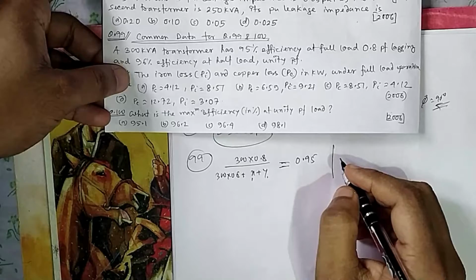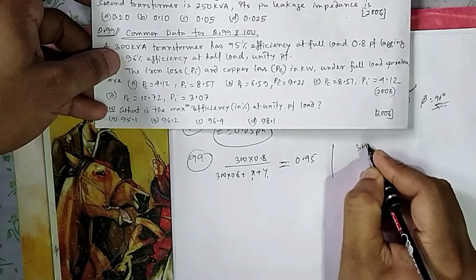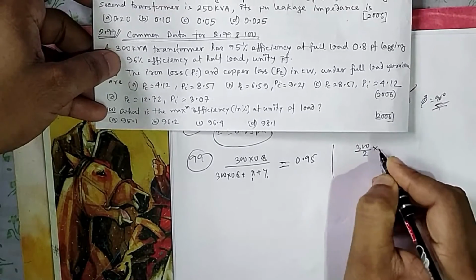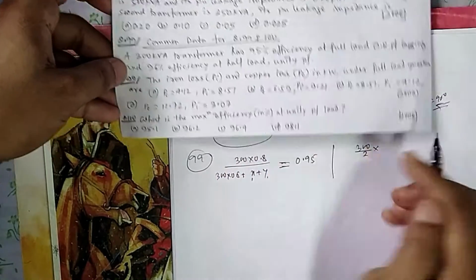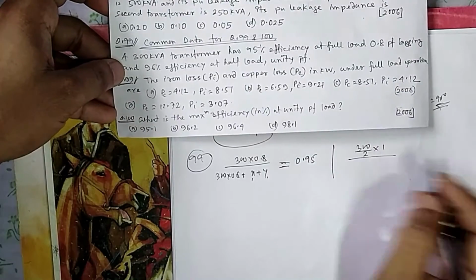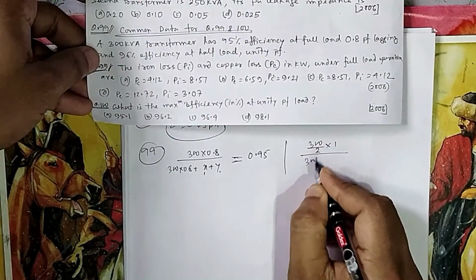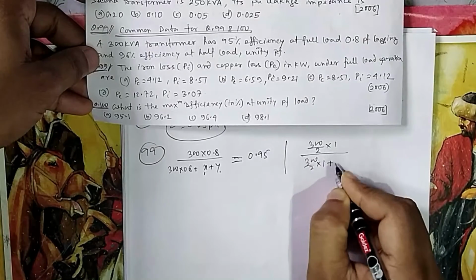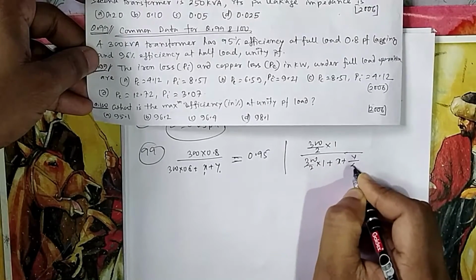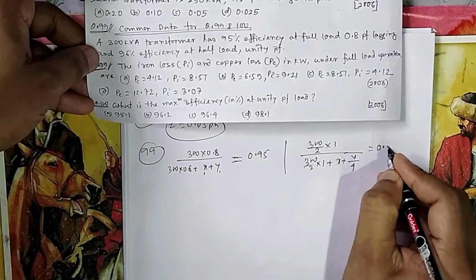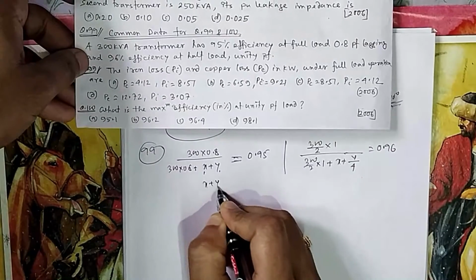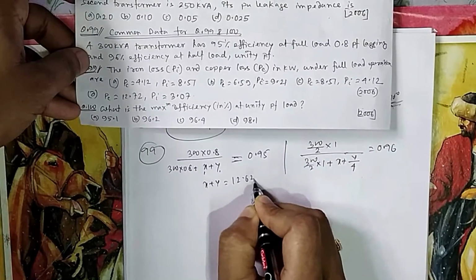This is given as 0.95. And half load. Half load means 300 by 2, multiplied by unity power factor. So the power factor is 1, so total kilowatt is this one. kVA into cos phi is equal to kilowatt. So this will be also this one. Iron loss will remain the same, but copper loss, because it is half load, will be divided by 4. It is given 0.96. So from here if you solve, you will find x plus y equal to 12.63.